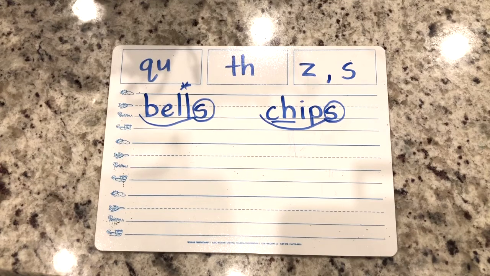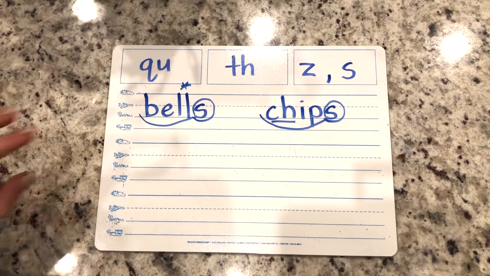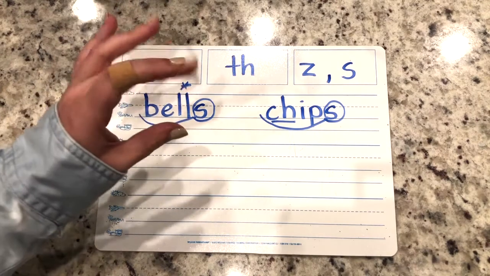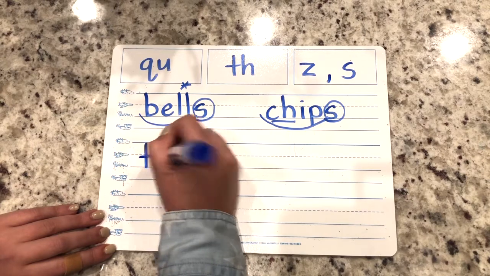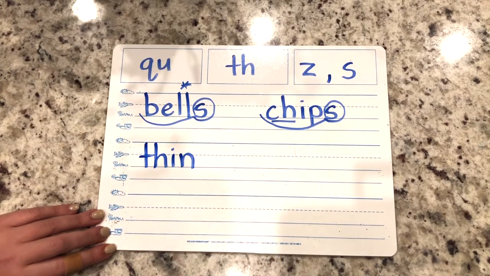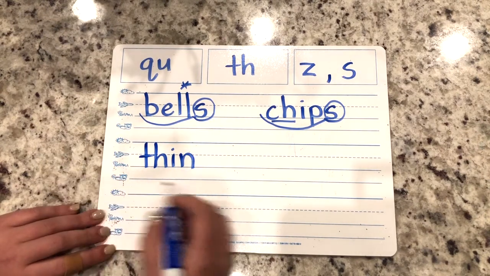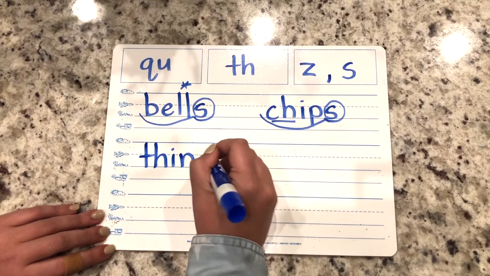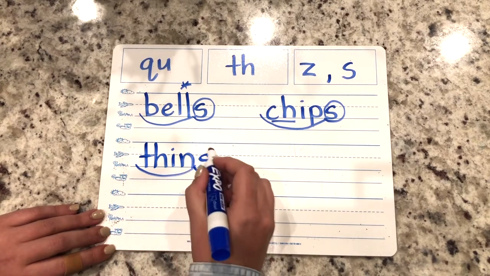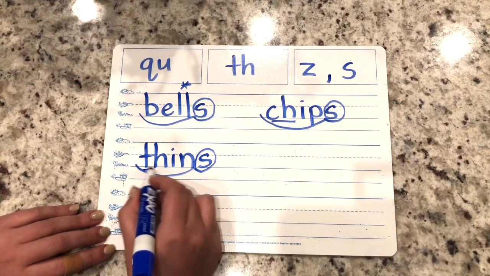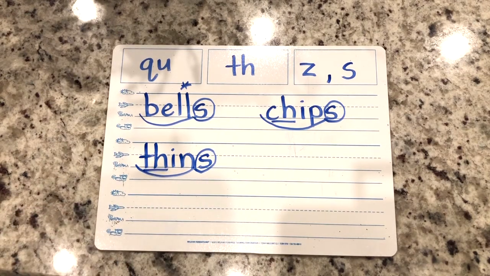Let's do the word thins. Thins. The base word is thin. Th-in. What do I add to make it say thins? The letter S. Scoop the base word. Circle your suffix. Underline your digraph.